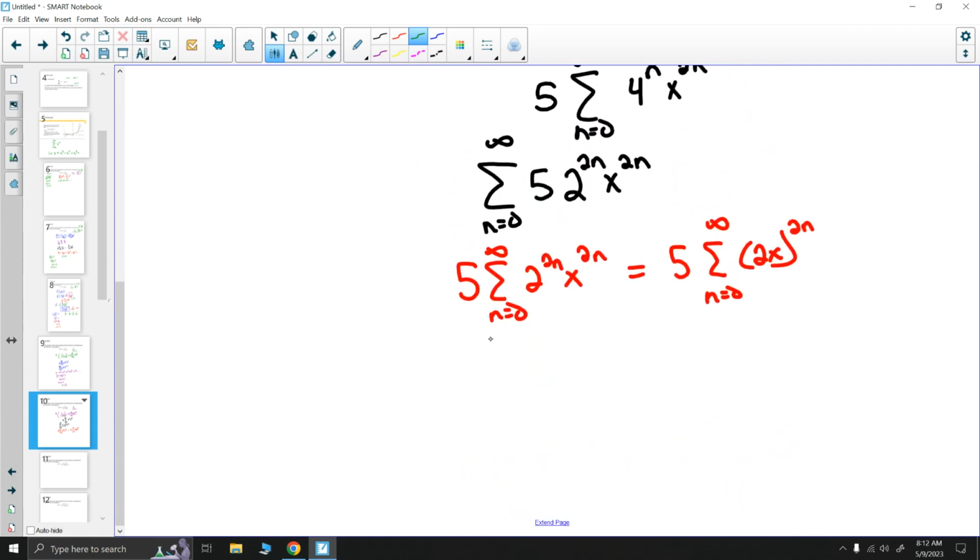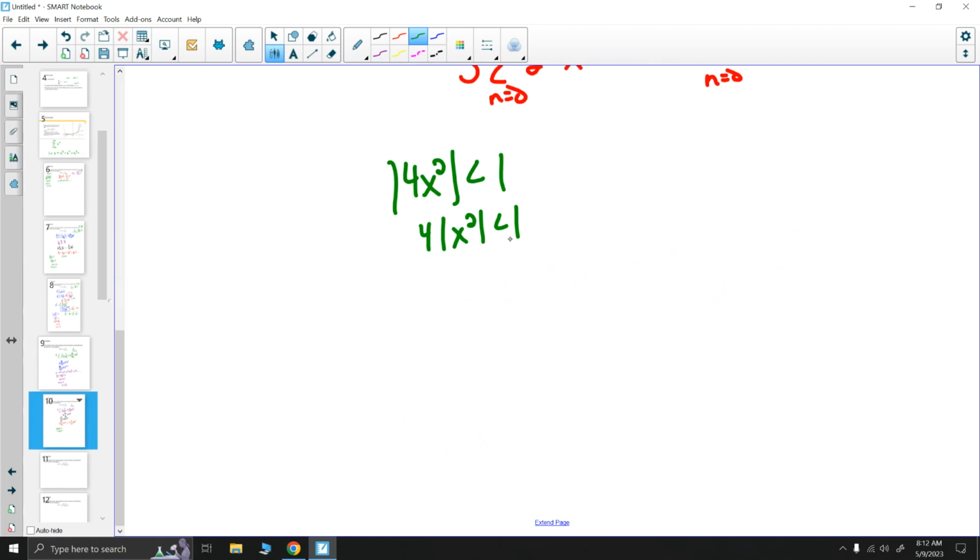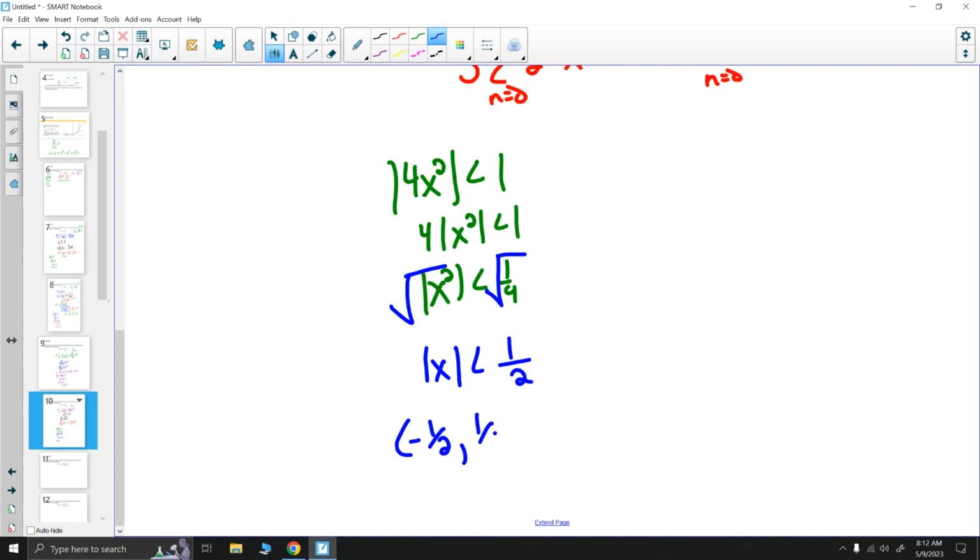Again, the parentheses, that is 4x squared absolute value is less than 1. So this 4, that's like saying 4 times the absolute value of x squared is less than 1. So divide everything by 4. We get x squared is less than 1/4. Take the square root of both sides, and we get absolute value of x is less than 1 over the square root of 4. So square root of 1 is 1, square root of 4 is 2. So that means that we are on the interval from -1/2 to 1/2. This is our interval of convergence.